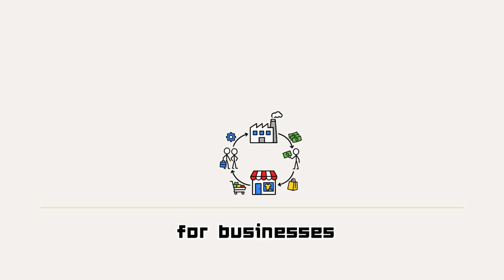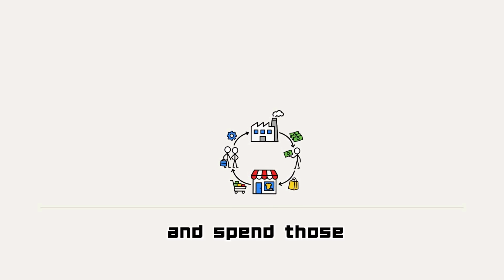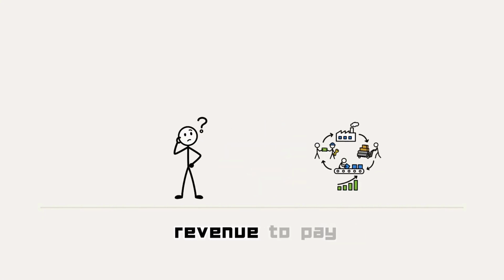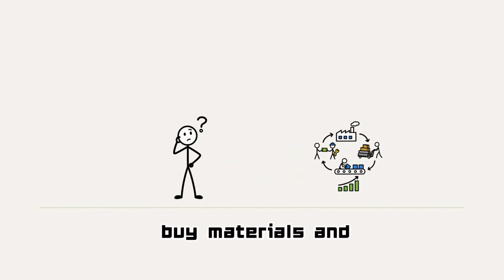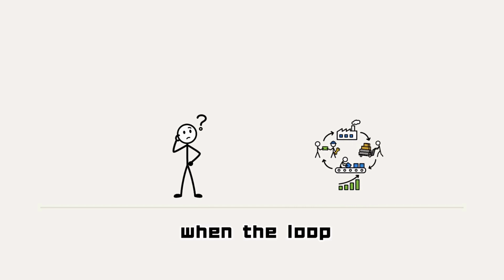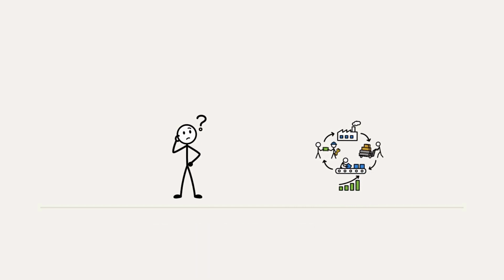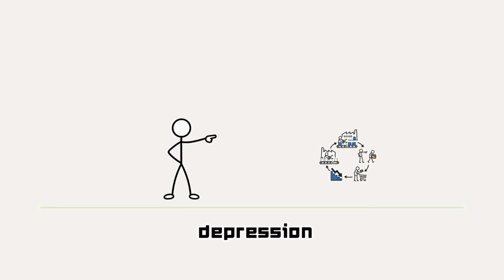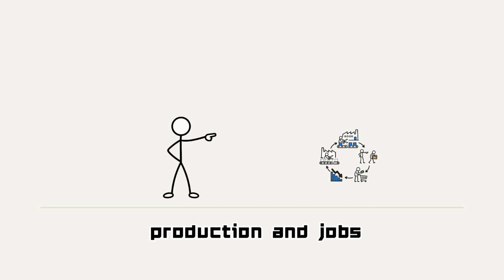Households work for businesses, receive wages, and spend those wages on goods and services. Businesses use that revenue to pay workers, buy materials, and produce more. When the loop moves smoothly, the economy grows. When it slows, trouble can feed on itself. During the Great Depression, businesses cut production and jobs, workers spent less, sales fell again, and more cuts followed.